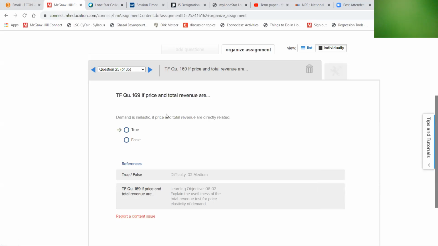This one is about the total revenue test. So remember that the total revenue test is all about the relationship between price and total revenue. If price and total revenue move in the same direction, then the demand is inelastic. If price and total revenue move in the opposite direction, the demand is elastic. And if your price goes up or down and your total revenue does not change, then the demand is unit elastic.